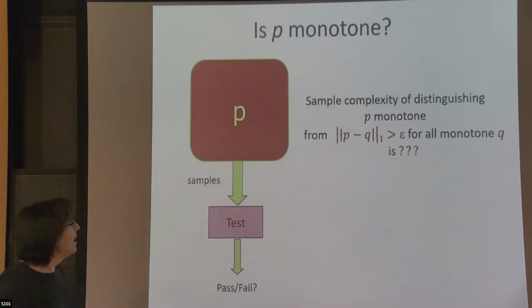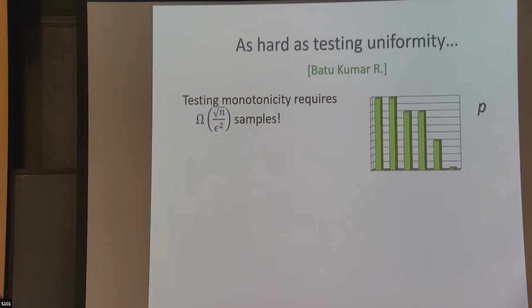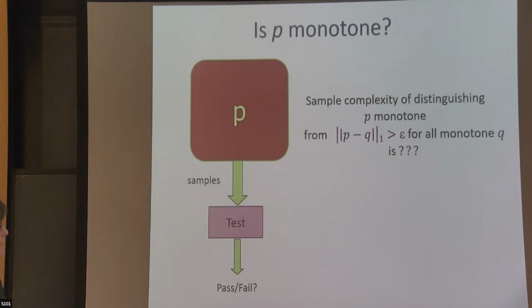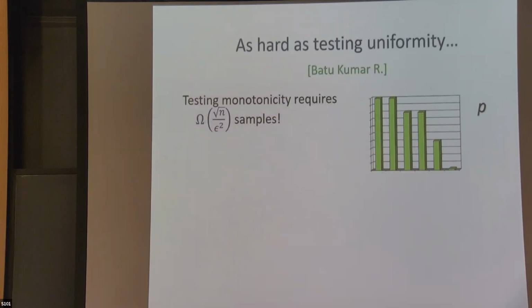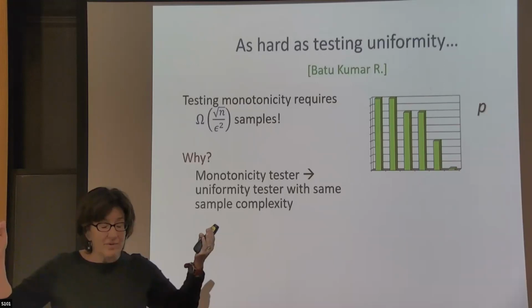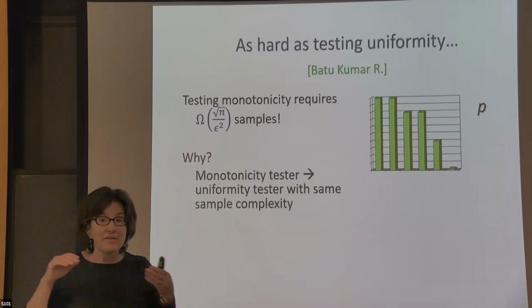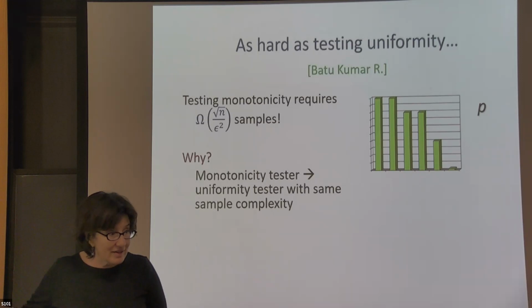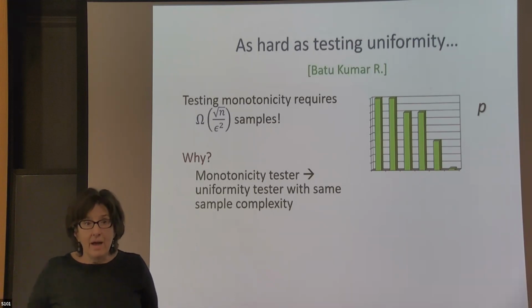Okay. All right. So what's the sample complexity of distinguishing p monotone from p epsilon far from monotone? In L1 distance, yes. Testing monotonicity requires root n over epsilon squared samples. Why? By reduction to uniformity. Because a distribution is uniform if and only if it's monotone increasing and monotone decreasing. Okay, so that's pretty easy to see.